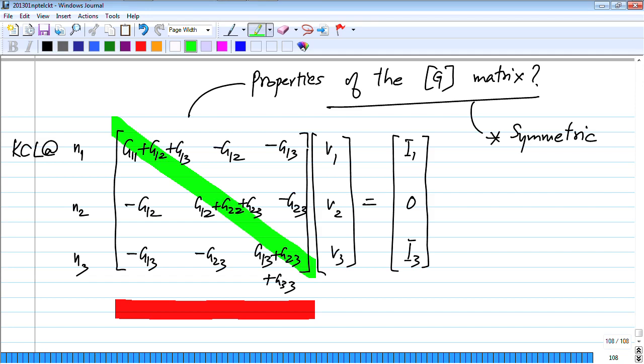It is a symmetric matrix. What do you observe about the diagonal elements? For instance, the very first entry of the matrix, the element 1 1, what is that?